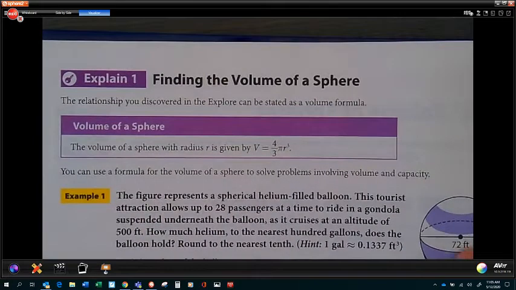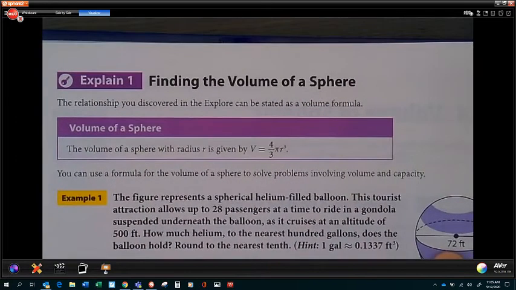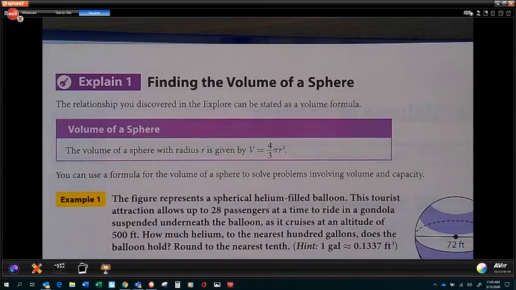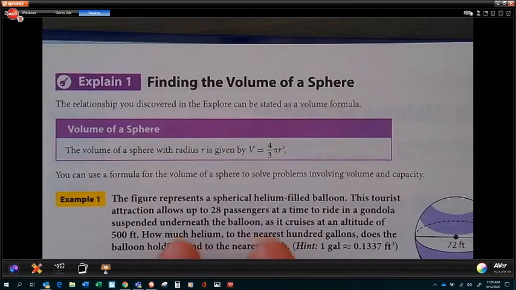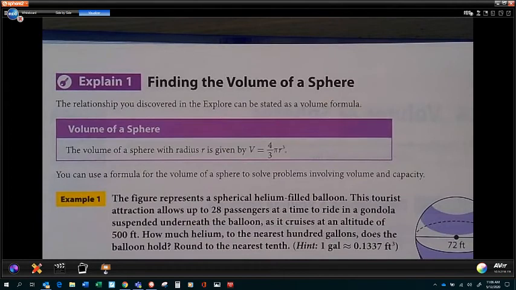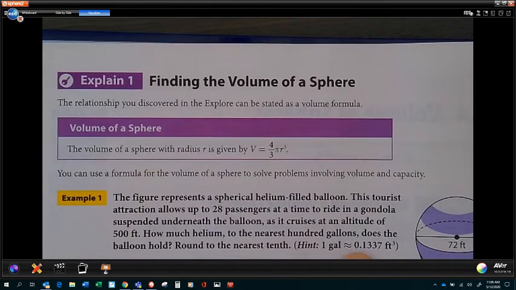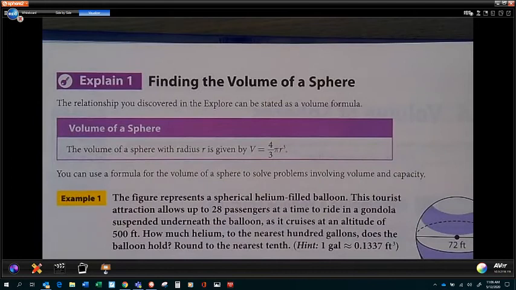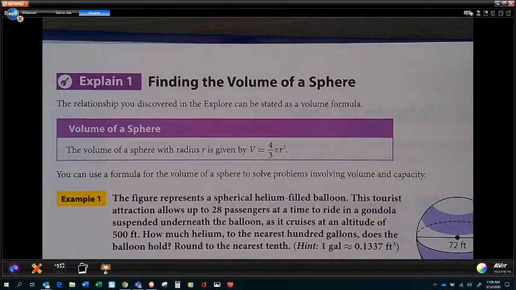The first problem we're going to look at is a balloon with a diameter of 72 feet. So go ahead and take a look at this. The first thing we're going to do is find out how many gallons of helium this holds. First we have to find the volume in terms of cubic feet, and then we're going to change it to gallons. And here's the conversion. All right, let's go ahead and begin.